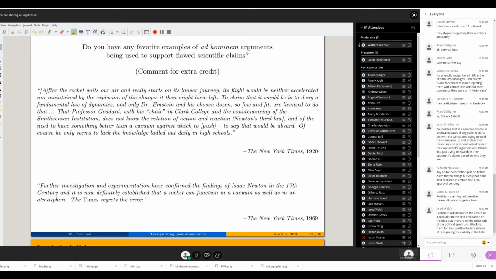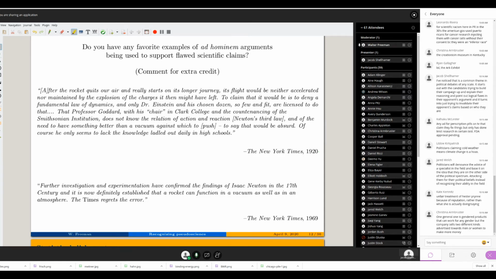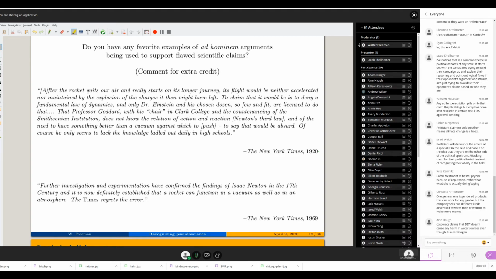Some examples from you all. Jacob mentions that this is a common theme in political debates, candidates trying to build their campaign up and then eventually try to invalidate their opponent's claims based on who they are, not what those claims are. I know in the 1960s, in this era of spaceflight, there were people saying, don't vote for Kennedy, he's a Catholic. That's something my mother has told me about that she remembers from her childhood. People saying, don't vote for Kennedy just because of his religion.